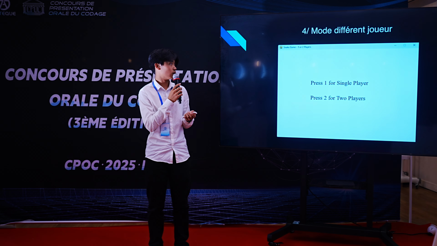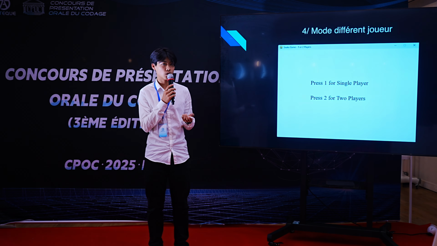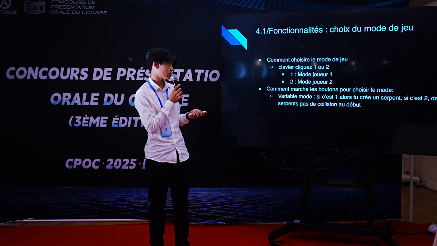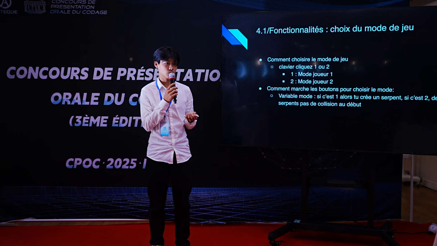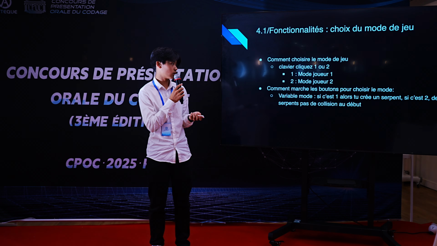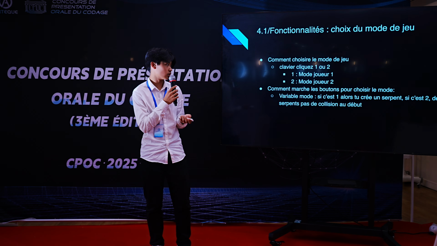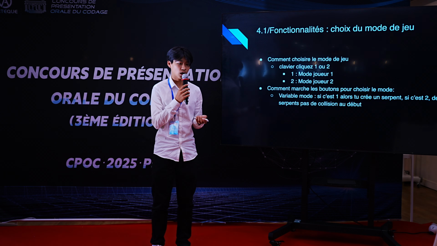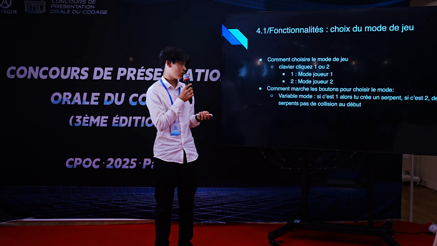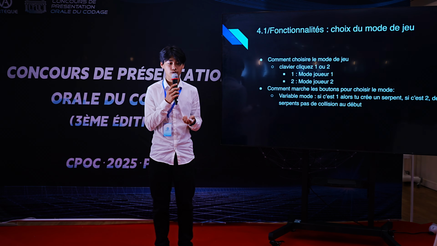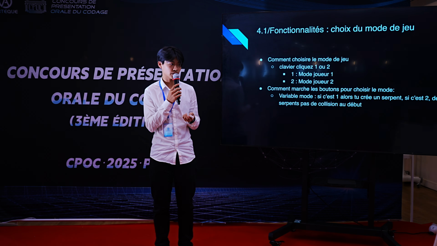So now I present a different way. We have different modes in our game: the mode 1 player and the mode 2 player. To choose the mode, we have to press 1 to play the mode 1 player and press 2 to play the mode 2 player. The difference between those two modes, I think, is obvious, but I'll precise it. For 1 player, there's 1 snake, and for 2 players, there's 2 snakes.